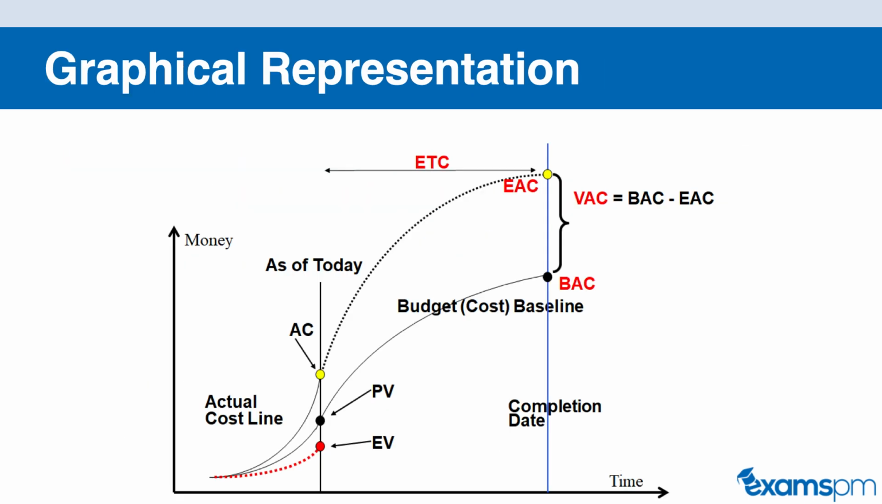So here's a graphical representation of all of the formulas that we just saw. We see the EV, the PV, the AC, the VAC, the BAC, the EAC, and the ETC, all represented on this graph. So if you need a visual representation of all of the formulas that we just spoke about, take a look at this chart here.